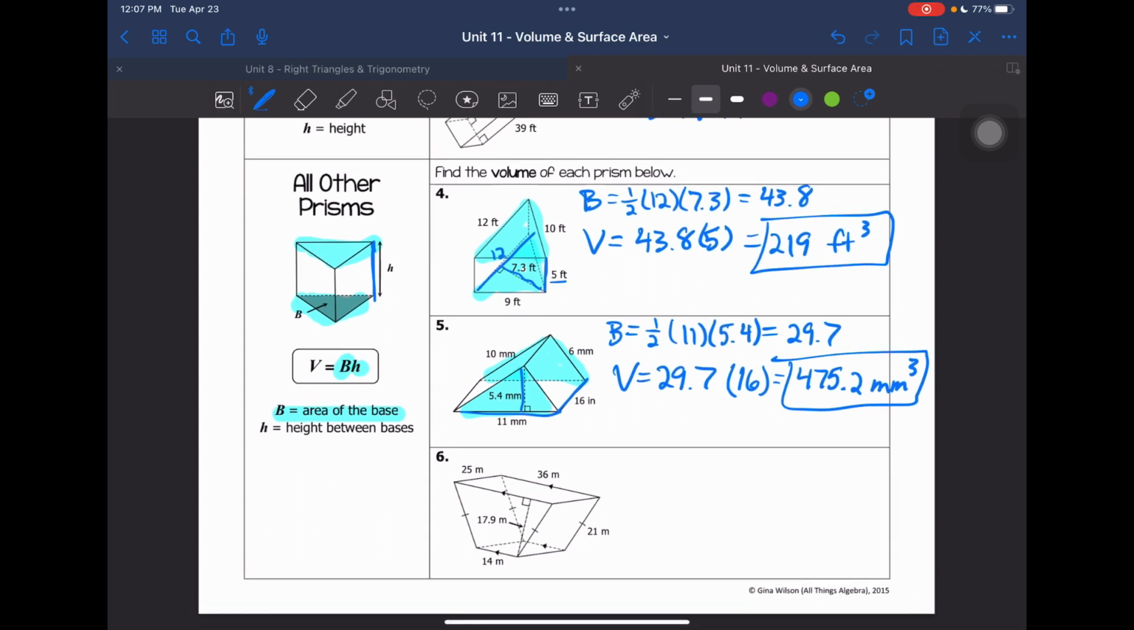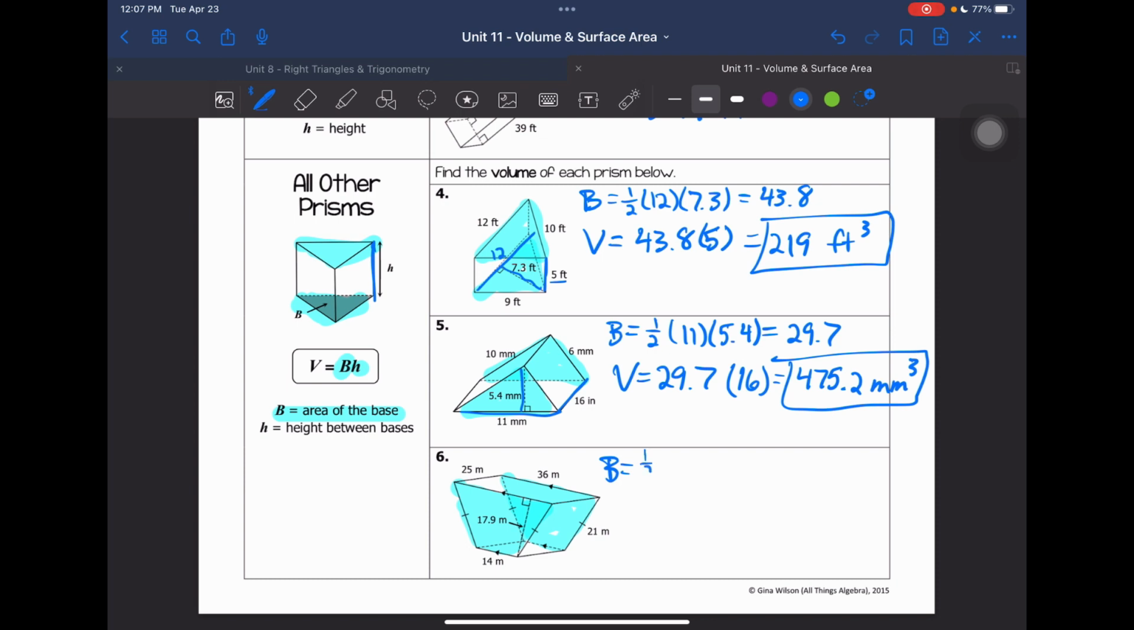Okay. Number 6 now is a trapezoidal prism. There's a trapezoid in the back and then another trapezoid here in the front. So let's start by finding the area of that trapezoid. The formula for that is 1/2 times height and then parentheses base 1 plus base 2.